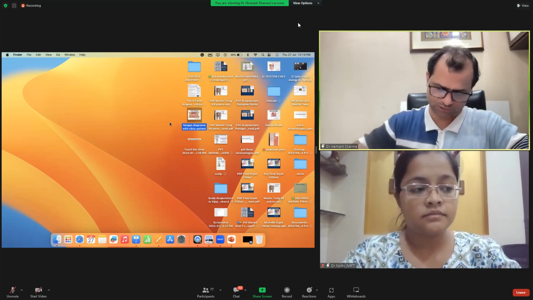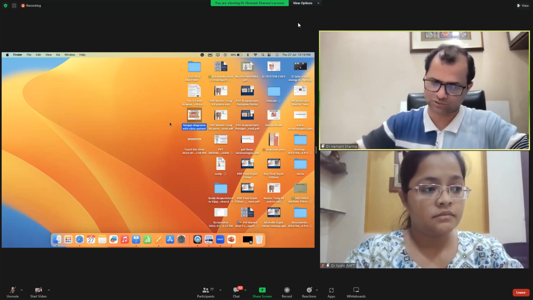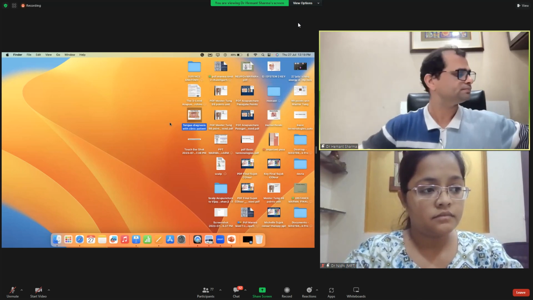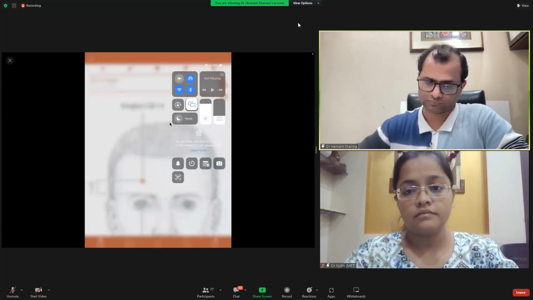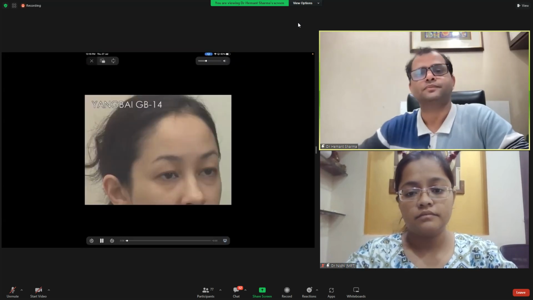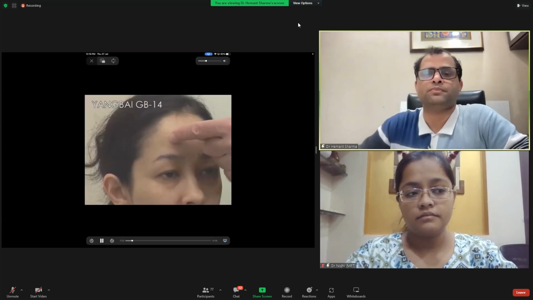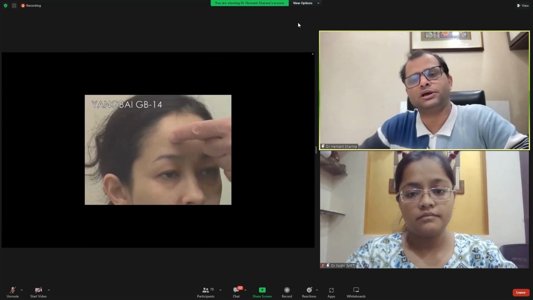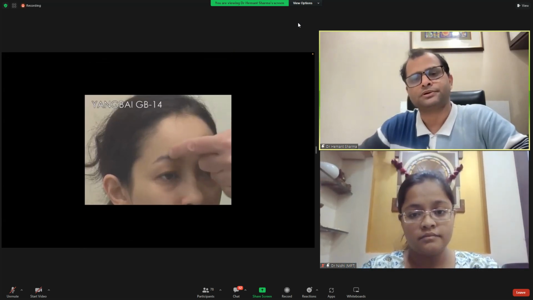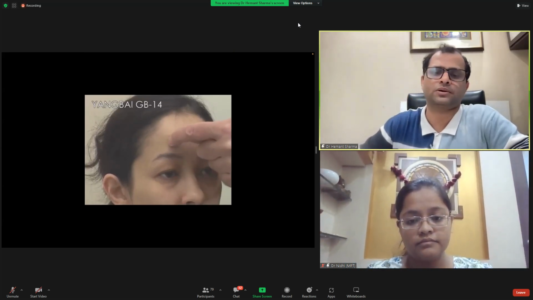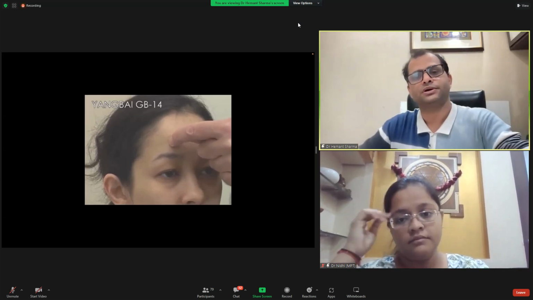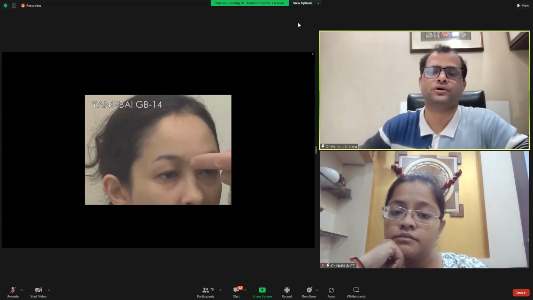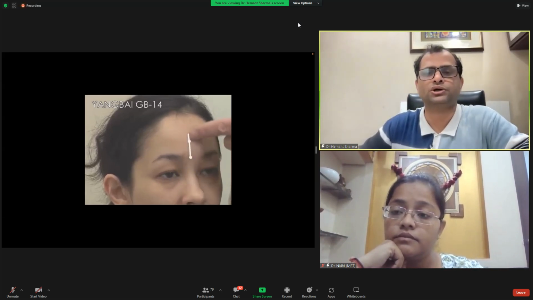So this is the point gallbladder 14. I will show you. Let's see. From the midpoint of the eyebrows, if we go one chin up, that is the location of gallbladder 14. Wonderful point for ptosis, or the drooping of the eyelid.